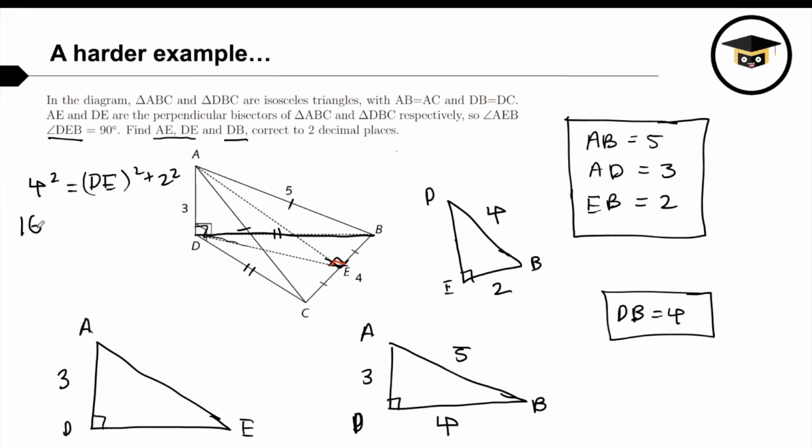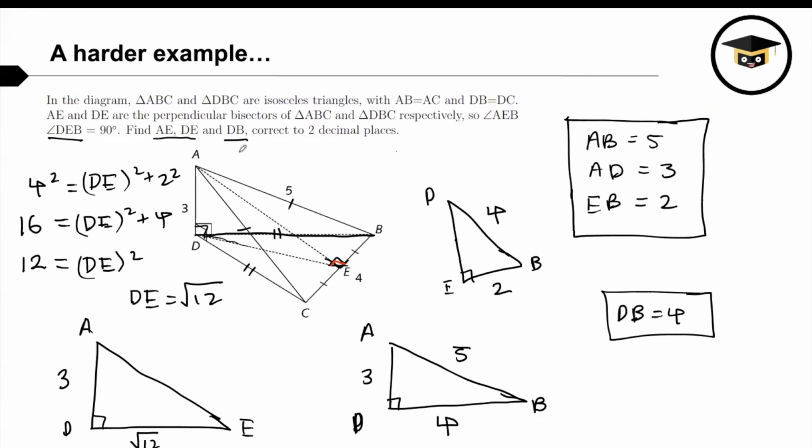So 4 squared is 16, which is equal to DE squared plus 4. So we move the 4 to the other side, so it becomes a minus 4. So 16 minus 4 is 12, and that becomes DE squared. And so that means DE is equal to the square root of 12. We're just square rooting both sides. So now that we know DE is root 12, we come back to this triangle here. So we've got DE is root 12.